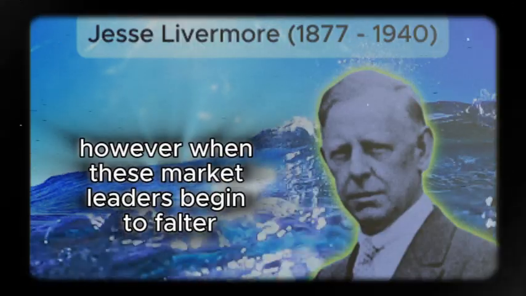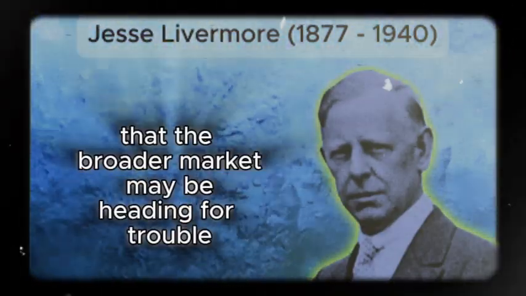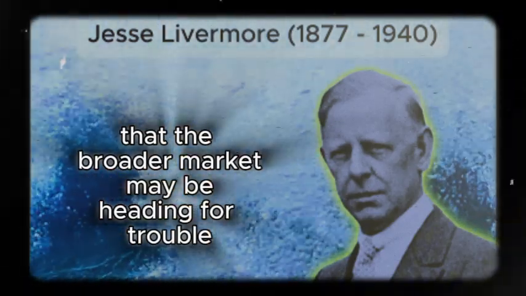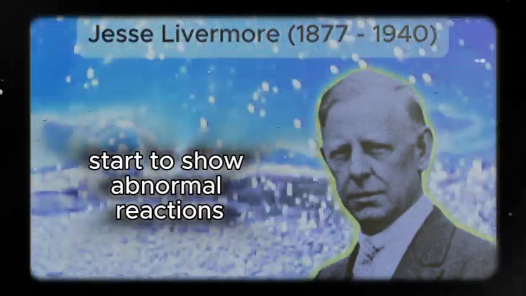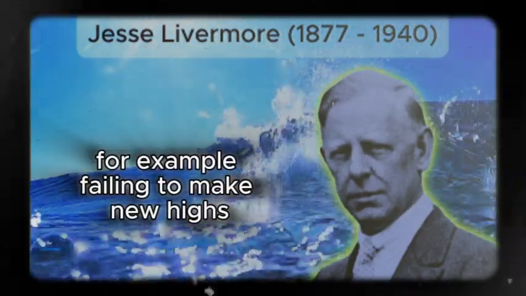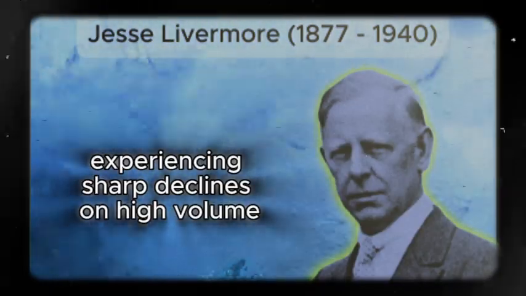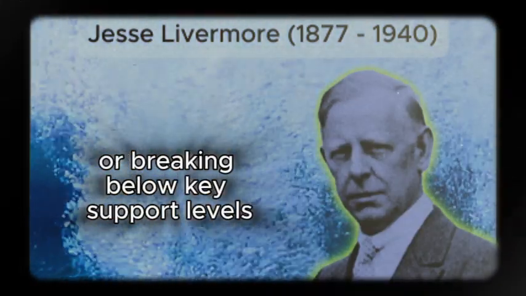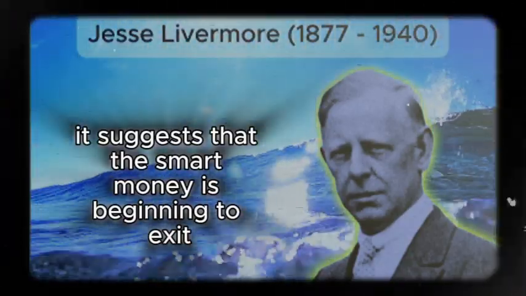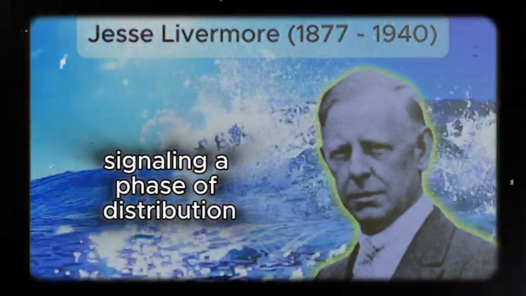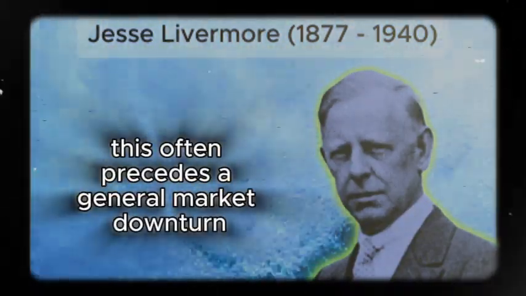However, when these market leaders begin to falter, it's a critical warning sign that the broader market may be heading for trouble. If the leading stocks in the leading sectors start to show abnormal reactions, for example, failing to make new highs, experiencing sharp declines on high volume, or breaking below key support levels, it suggests that the smart money is beginning to exit, signaling a phase of distribution. This often precedes a general market downturn.